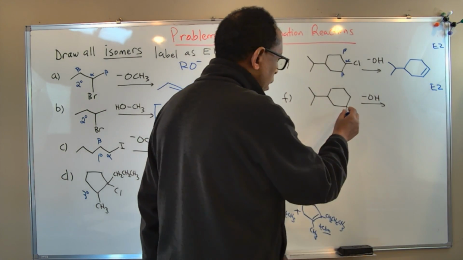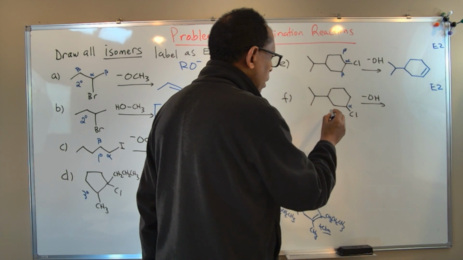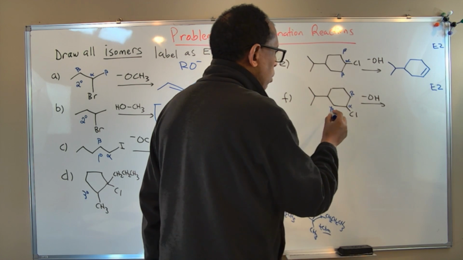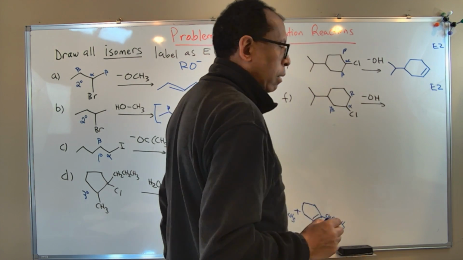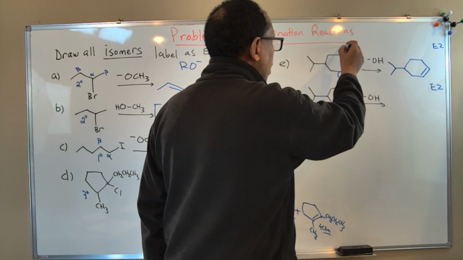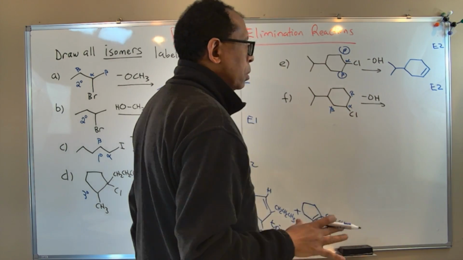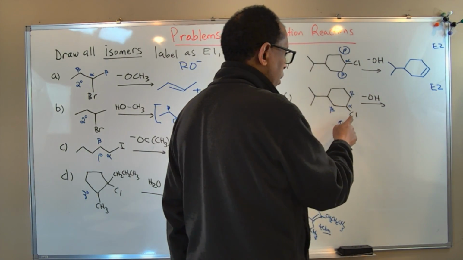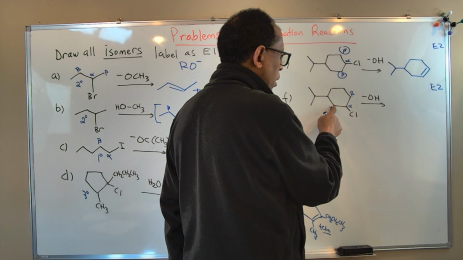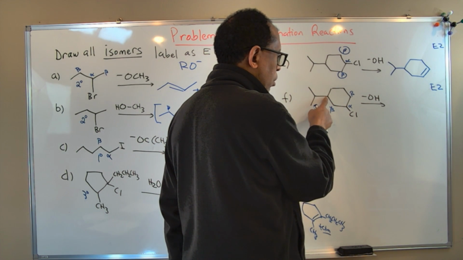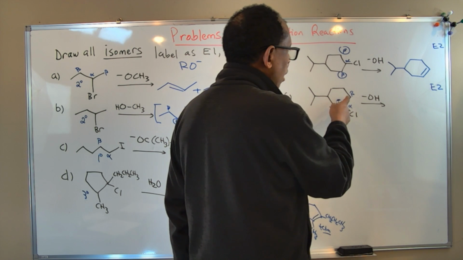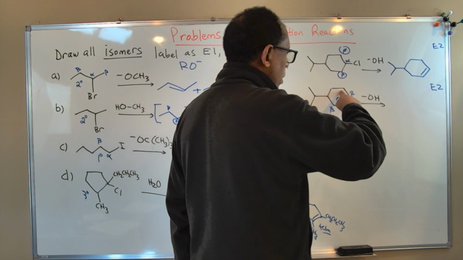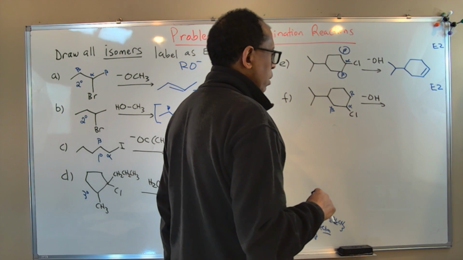Let's say this is the alpha carbon, this is the beta carbon. So the two beta carbons are not equivalent. Here, the two beta carbons are equivalent, so you would get the same product. But here they are not equivalent because this beta carbon is next to a carbon which has a different substituent. But here, this beta carbon is next to a carbon which doesn't have a substituent.